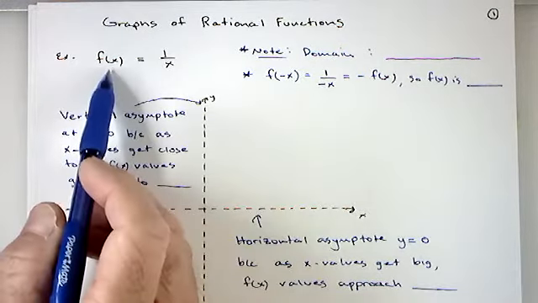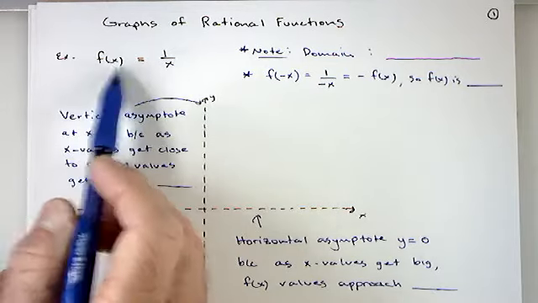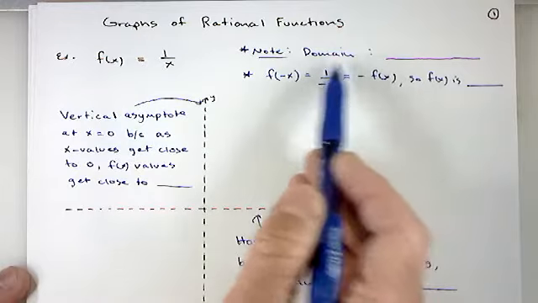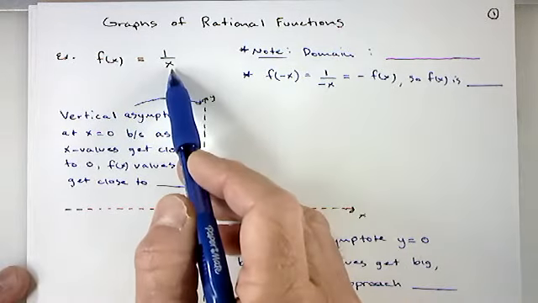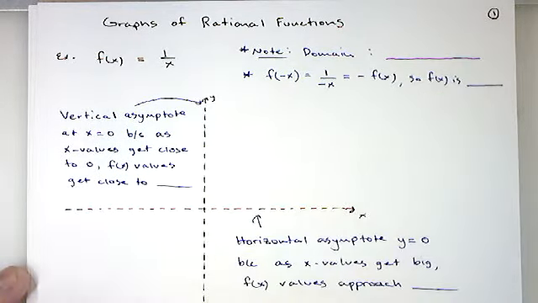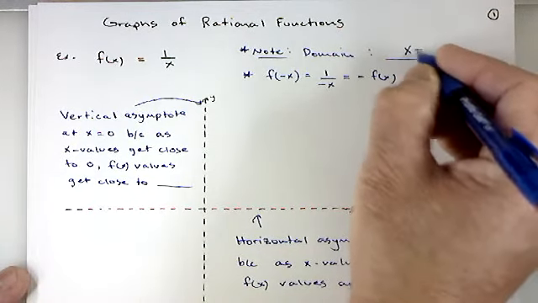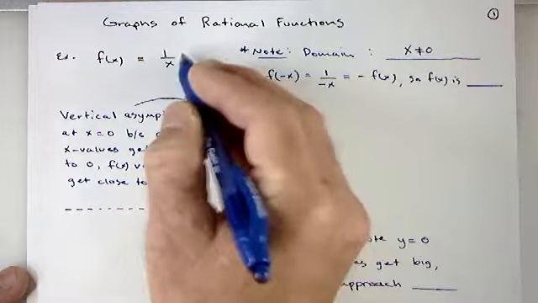So probably the most basic rational function is just f of x equals 1 over x. Notice, okay, domain is a big topic we've talked about. If I asked you what the domain is, what's the one number you would not be allowed to plug in for x? You could definitely not plug in 0, right? You'd end up with 1 over 0.